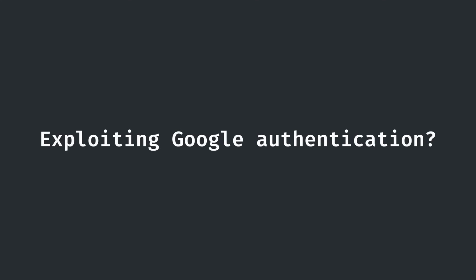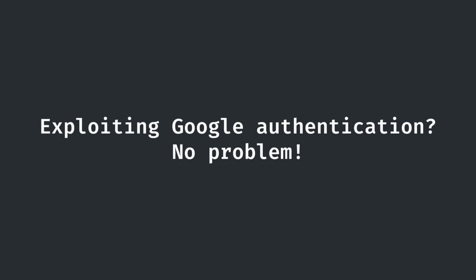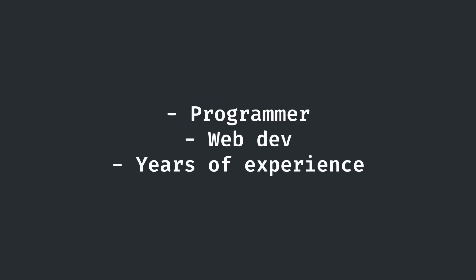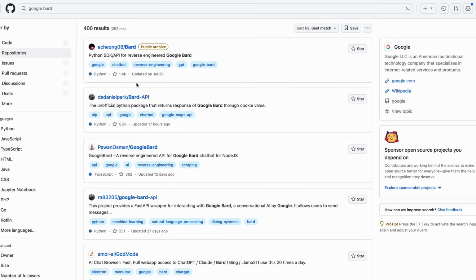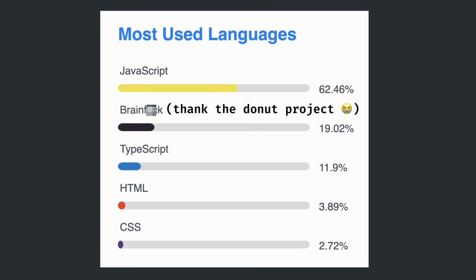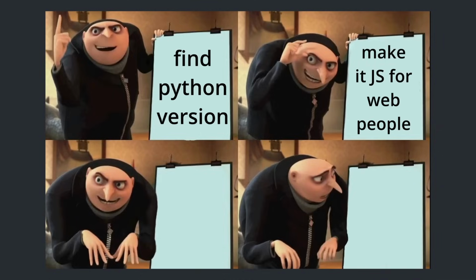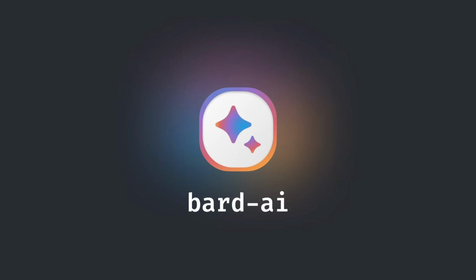However, this was but a small obstacle in my way because as a developer who has had years of web development experience, I knew that someone else had already done exactly what I was trying to do on GitHub. Unfortunately, they had done it in Python, and as a certified JavaScript addict by GitHub, I knew now it was my job to borrow the code and remake it in JavaScript. And at that moment, the Bard AI NPM package was born.